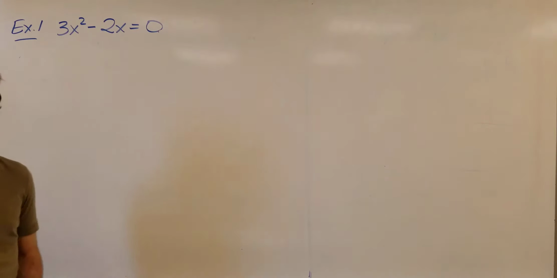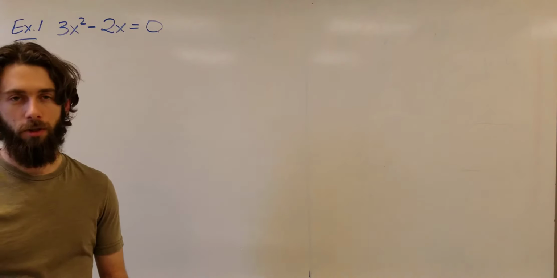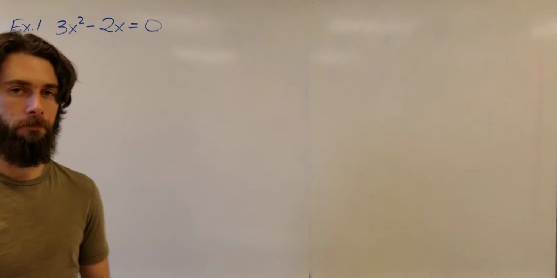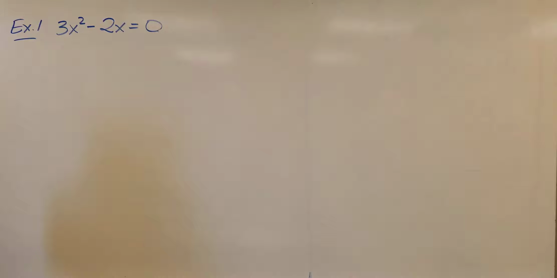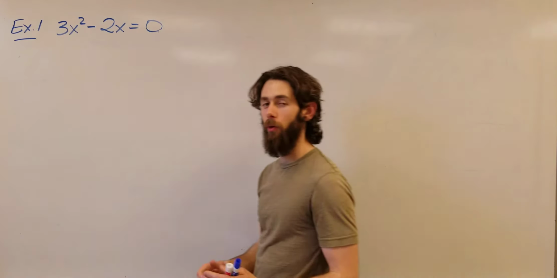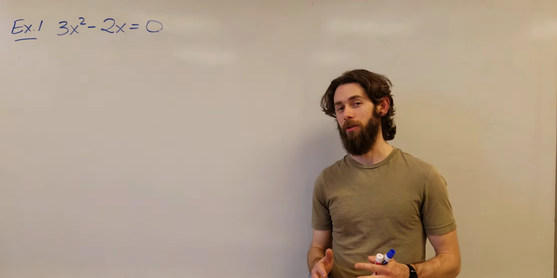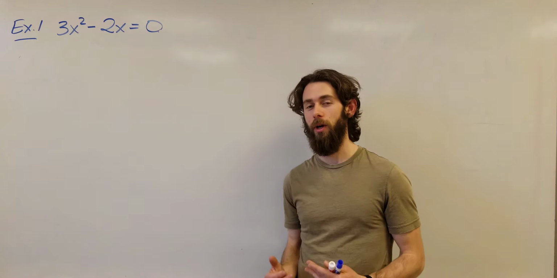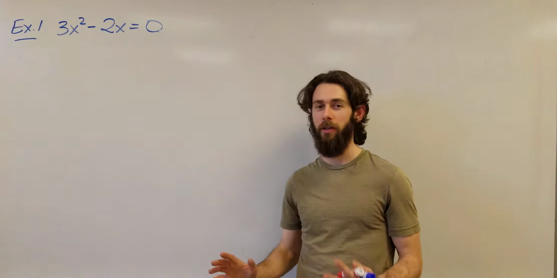3x squared minus 2x equals 0. All right, so with this one, okay, it is quadratic, but remember, when we're trying to factor something, we should always look for a greatest common factor first, a GCF. So let's apply that general strategy here before we try any other fancy stuff with the quadratic.